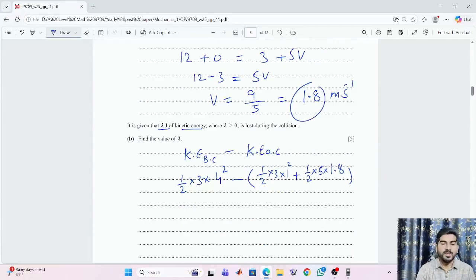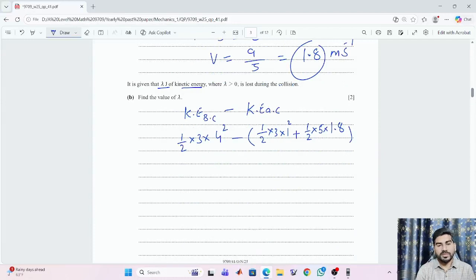This is the velocity after collision. You can calculate it: 16 divided by 2 is 8, 8 times 3 is 24, minus 3/2 plus V squared, 1.8 squared. So I can write 5 times 1.8 squared over 2. Again, I can use my calculator for this calculation.